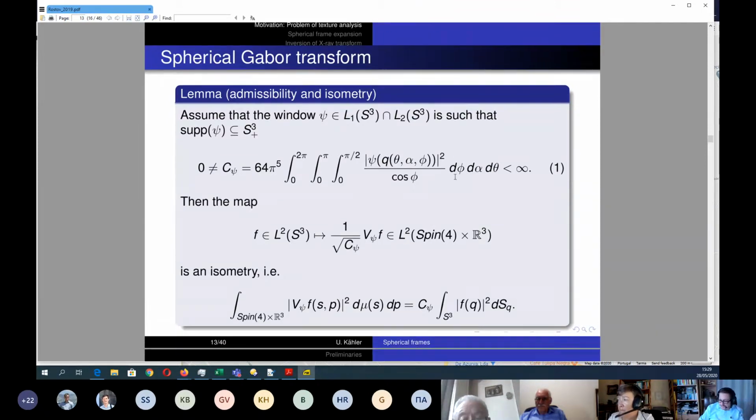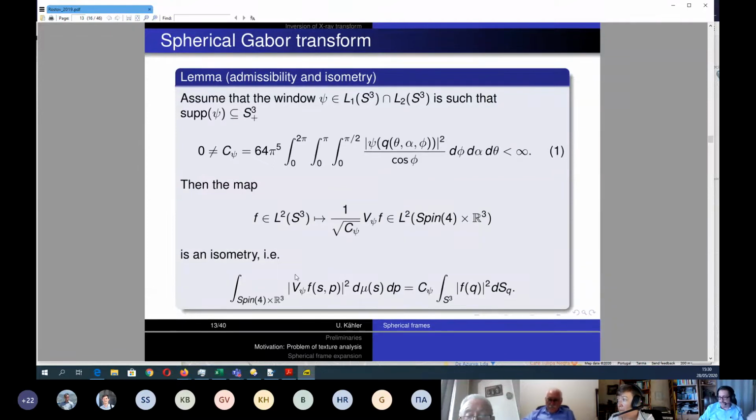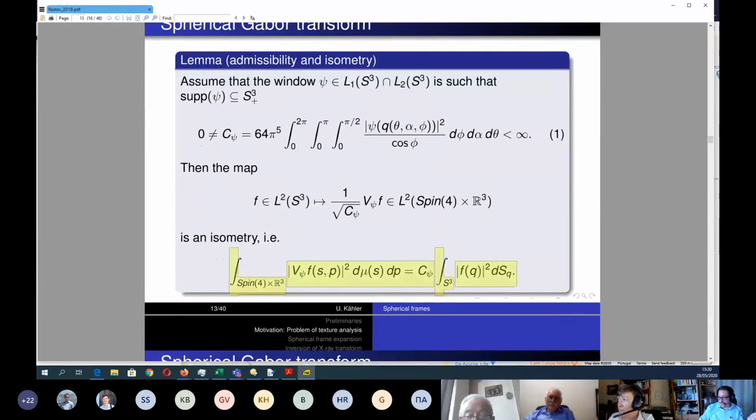Under these circumstances, we can say that the mapping, normalized by the square root of the admissibility constant as usual, is an isometry between spin 4 times R3 and S3 and spin 4 times R3. It is an isometry, which means that if you take the transform of F and its norm, it corresponds to the norm on the three-sphere of the function Q.